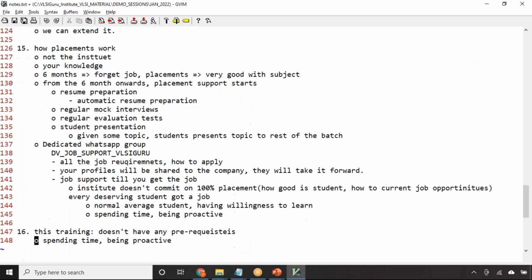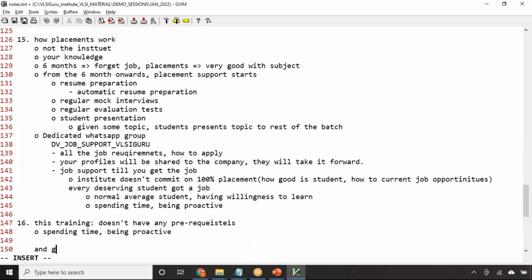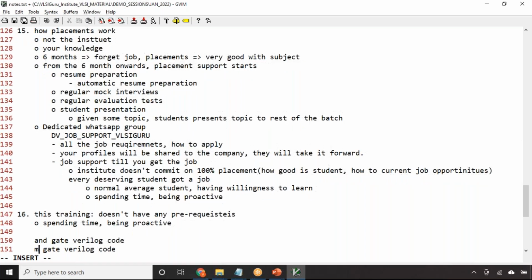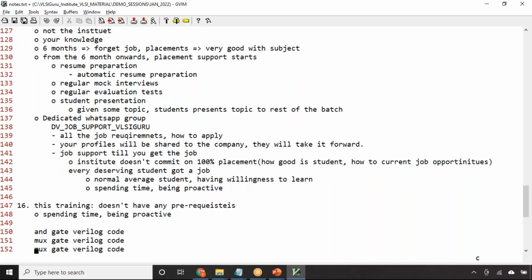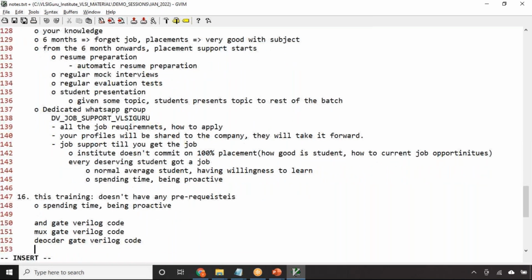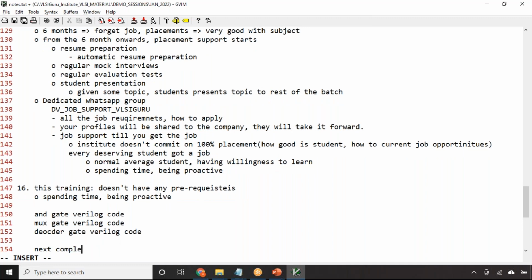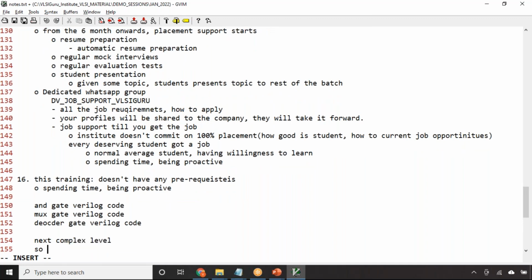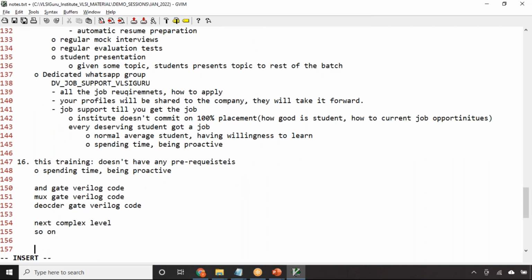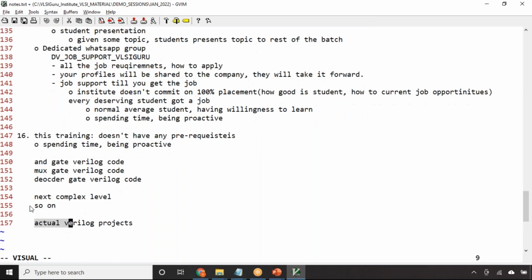Initially, we'll start off with basic combinational logic: how to write an AND gate Verilog code, how to write a multiplexer Verilog code, then how to write a decoder Verilog code. Then we move on to the next complex level, and so on. Finally, you will be doing actual Verilog projects. By the time you reach this stage, you are good with the basics. Now please ask me your question.